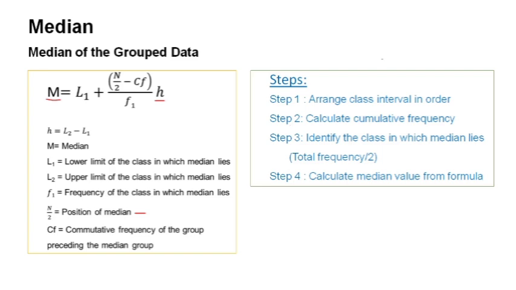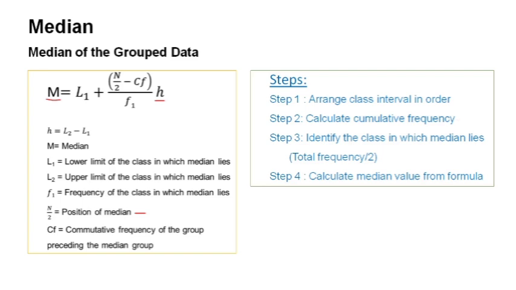First step, arrange the class intervals in order. Like the grouped data, you have to order all the given data points, then only you can proceed to determination of the median. Whatever class intervals are given, first you have to order these class intervals, then calculate the cumulative frequency here. As we know, whenever the class intervals are there, the frequency is there. So you have to find out the cumulative frequency, then identify the class in which the median lies.